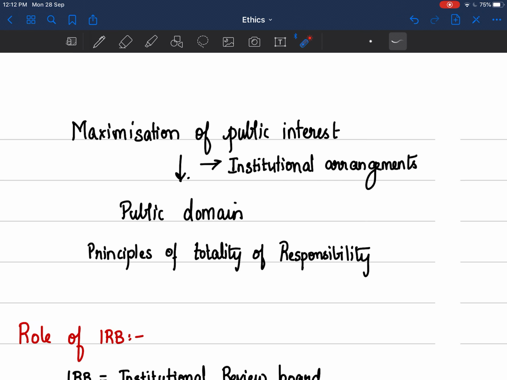Okay. And to make sure all of these principles, whatever I told now, this is not just a story, actually everything is a principle. Principle of maximization of public interest, principle of institutional arrangement, principles of public domain. These are all ICMR recommendations for biomedical research ethics.